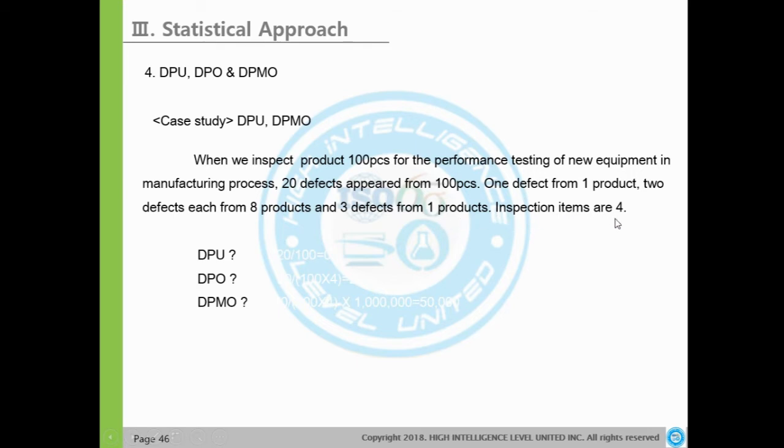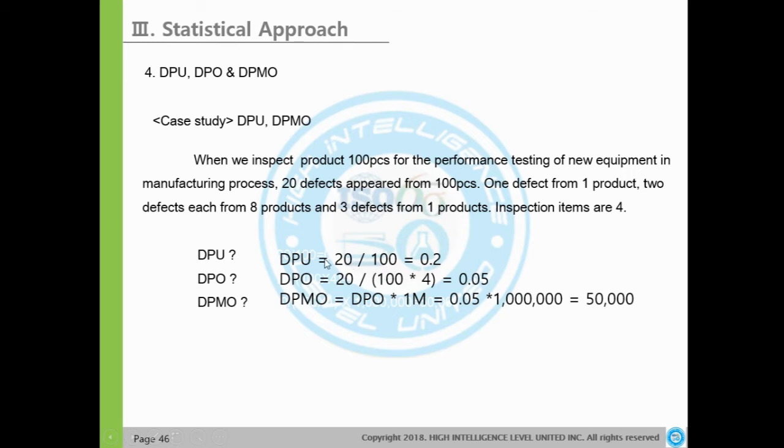Inspection items are 4, meaning, for example, color, measurement, density, and weight, like that. So this one inspection item is an opportunity.